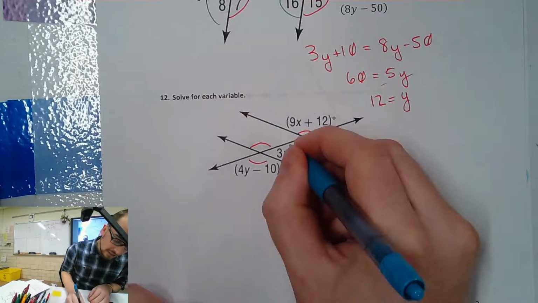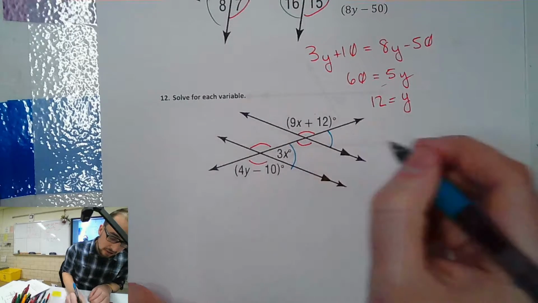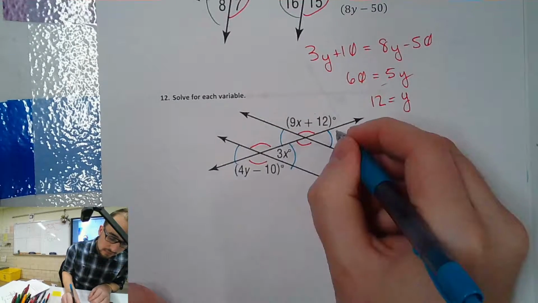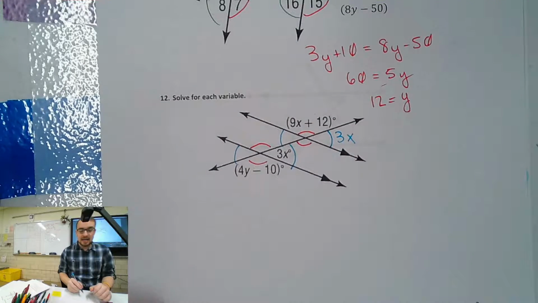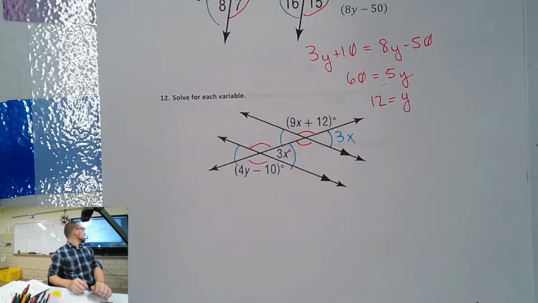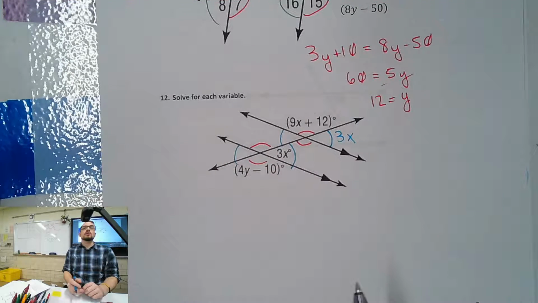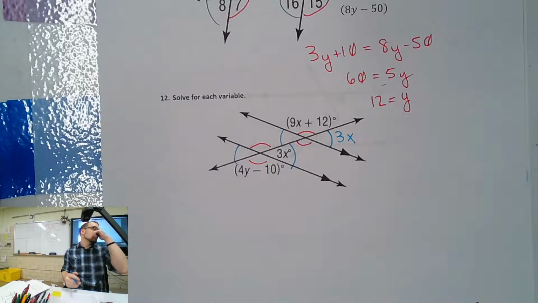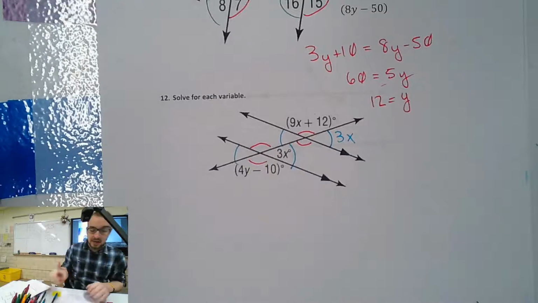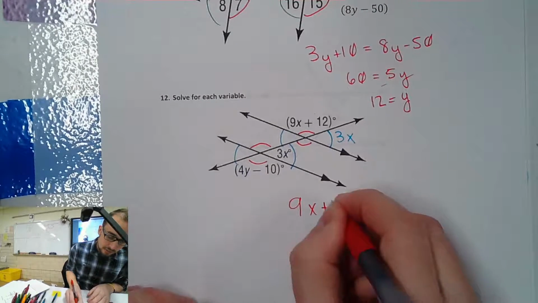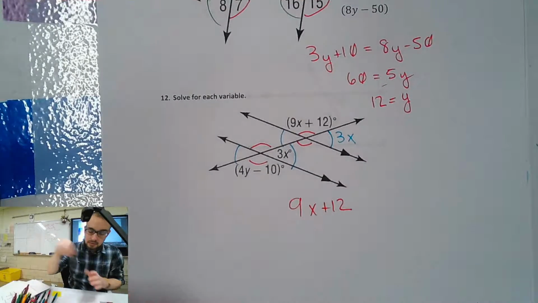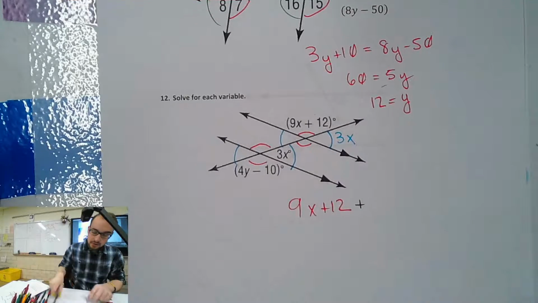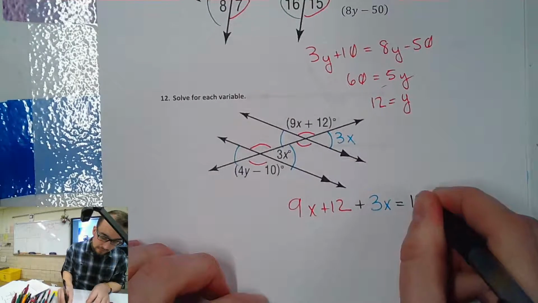So 3x is this angle, which should be congruent to this angle by CAP, right? And if I write it like that, I think you'll be able to see what is the relationship between 3x and 9x plus 12. They equal 180. They're supplementary, right? They're a linear pair. So if I write that, 9x plus 12 plus 3x equals 180.